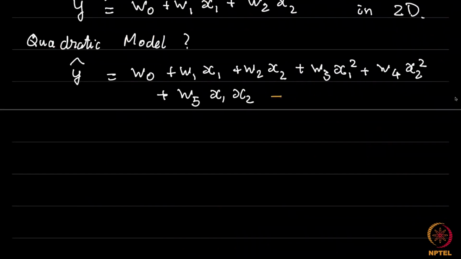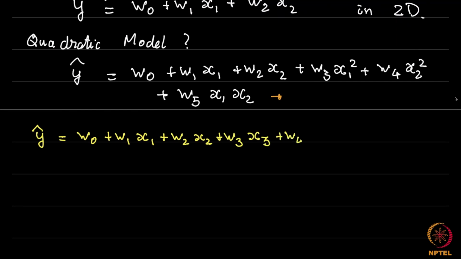Let us take this expression. I'm now going to call it y hat equal to w0 plus w1 x1 plus w2 x2 plus w3 x3, plus w4 x4 plus w5 x5, where it is our understanding that x3 corresponds to x1 square, x4 corresponds to x2 square, and x5 corresponds to x1 x2. Now you might say that this is not linear.